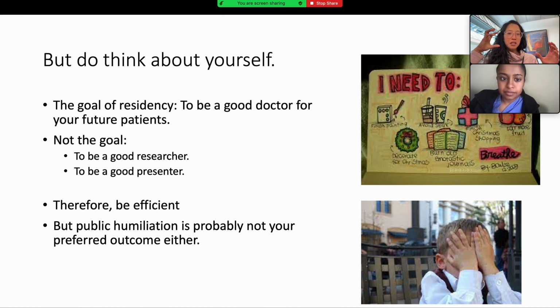Therefore, you need to be efficient. You need to balance all those things in residency and how much they're going to help you be a good doctor in the end, or how they're going to help you with your goals or your needs. So I would be efficient.